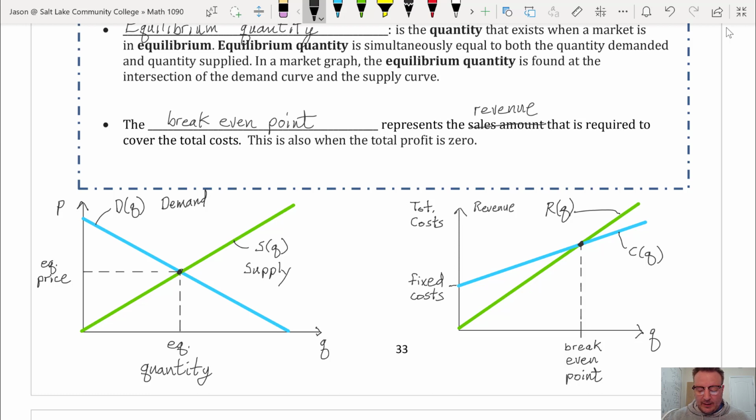Also, you see this blue curve, the cost curve, its y-intercept represents the fixed costs. That's how much you have to pay in order to produce your product before you've even produced a single one. This is the price you have to pay for equipment, maybe a building, etc.